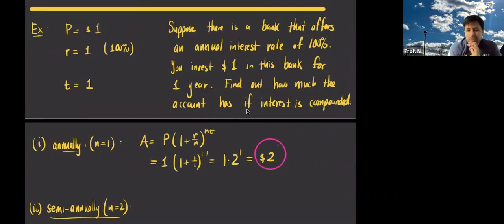If the interest is compounded once a year, I'm just doubling it. I'm starting with $1. After a year, the bank is going to give me 100% back, so I got $2. Of course, that doesn't happen in real life, right? You put in $1, and the interest rate is probably way less than that.